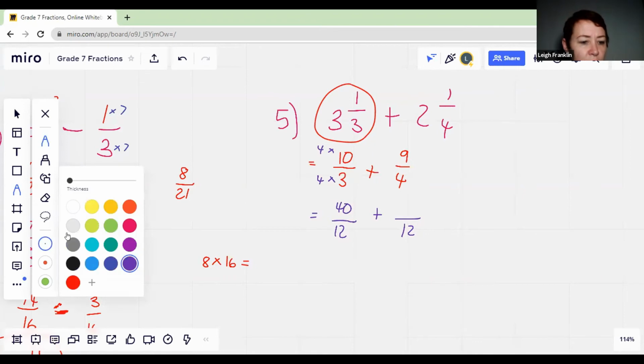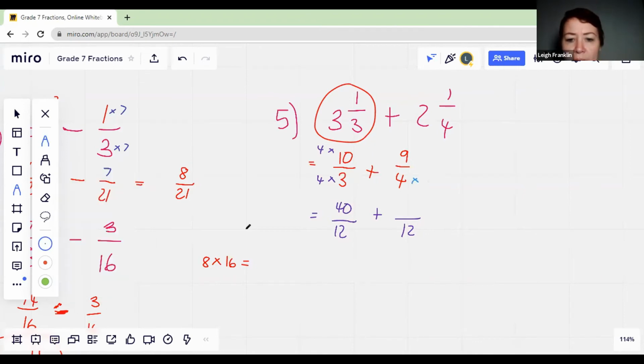Let's just use a different color. I've got to times that by 3, so I must times that by 3 as well. And that's going to leave me with 27 at the top. And when I add them together in the end, I keep my denominator, I add my numerators, and I'm going to end up with a rather nasty number at the top, but I'm going to get 67 out of 12, which I can then make a mixed number if I need to.